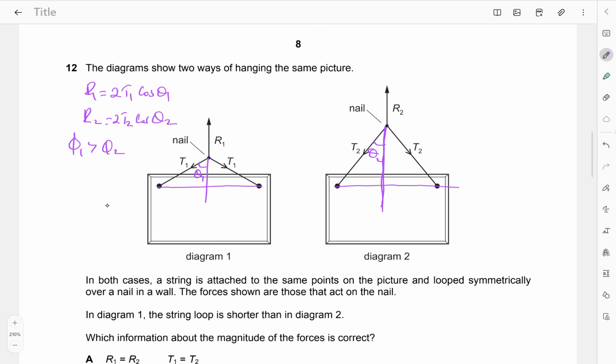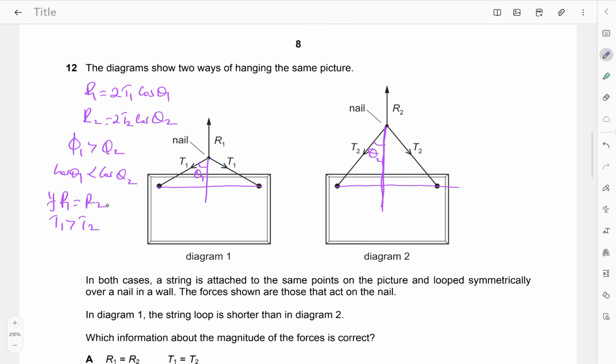Theta 1 is greater than theta 2. And if theta 1 is greater than theta 2, remember the cos of 90 is 0, yet the cos of 0 is 1. That means as theta increases, the cos of theta becomes smaller. So it means cos theta 1 is less than cos theta 2. So if R1 is equal to R2, and yet cos theta 1 is less than cos theta 2, the only way they can be equal is when T1 is greater than T2.